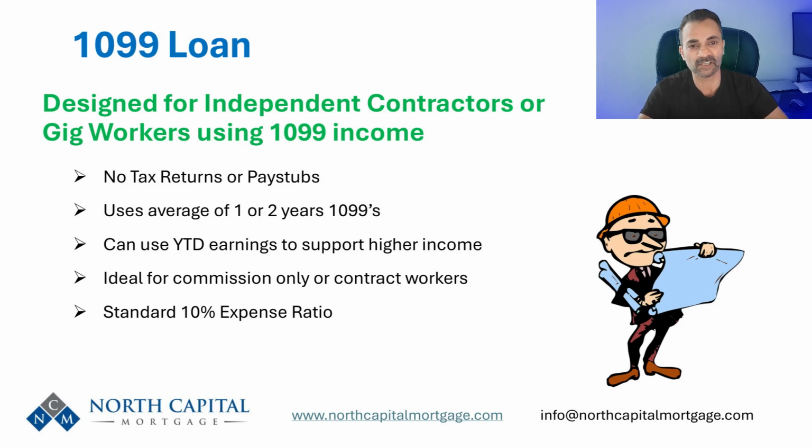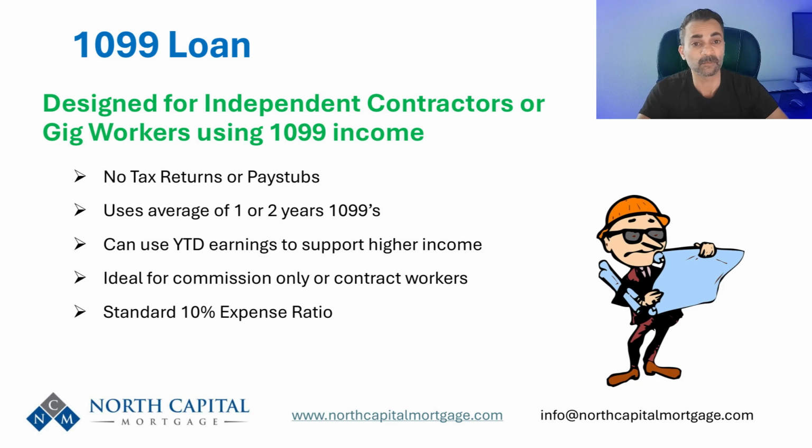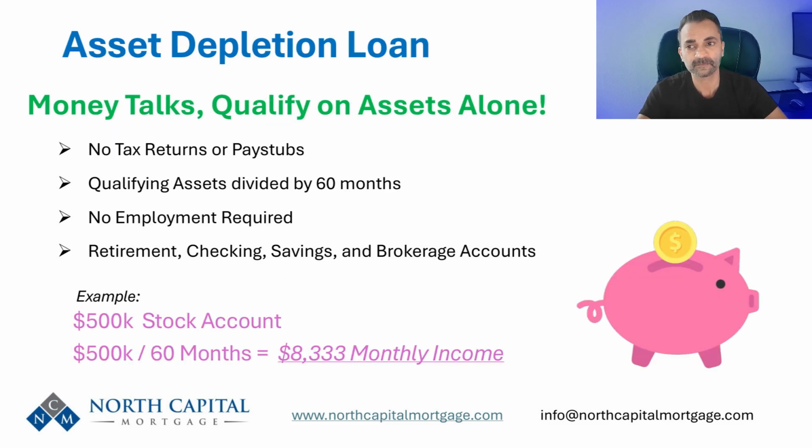10% is the standard expense ratio on this one. If your services are inventory heavy and you use perhaps subcontractors, the underwriter may increase that expense ratio a bit, but standard across the board, we're going to start with 10%. So another great loan to circumvent maybe some cumbersome tax returns.